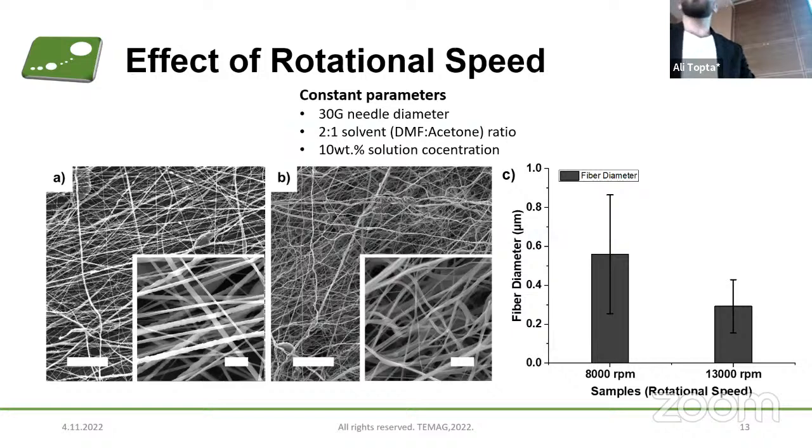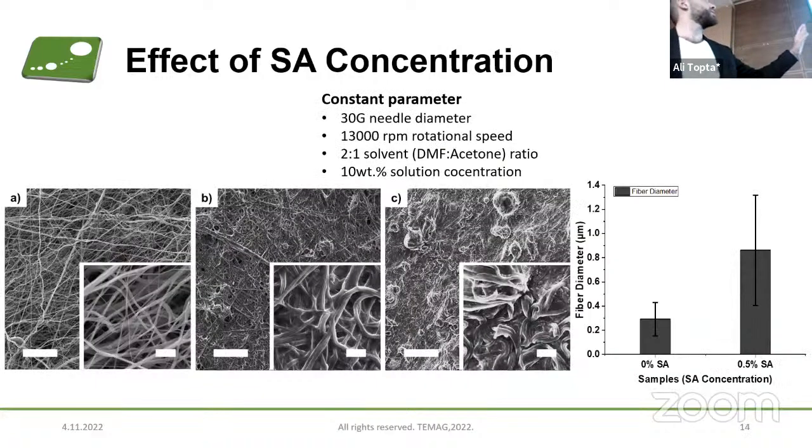After that, we changed our rotational speed. We increased the rotational speed from 8,000 RPM to 15,000 RPM to obtain final, very small fiber diameters in the range of about 300 nanometers. And these are the final parameters that we have used in the rest of our experiments, which are 30 gauge needle, 13,000 RPM, 2:1 solvent ratio, and 10% TPU concentration.